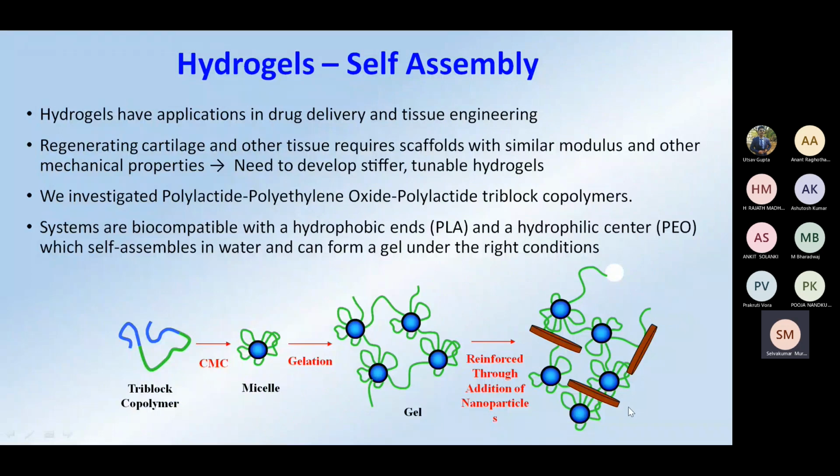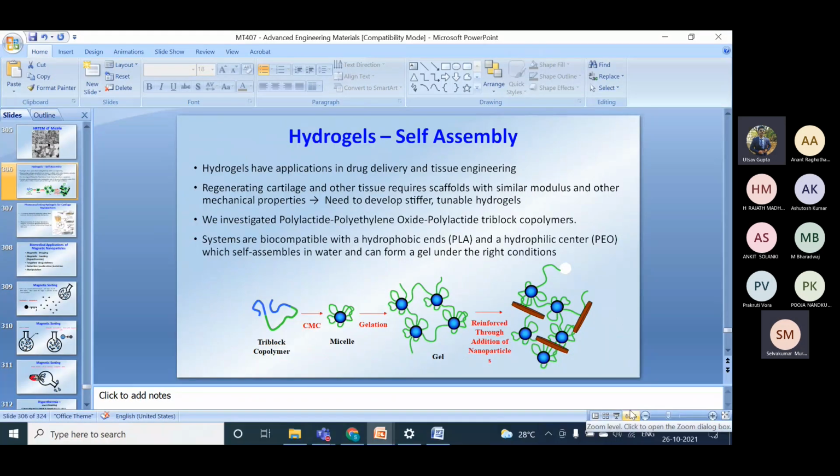So what is hydrogel? Hydrogel we have seen already, right? Yes, sir. It was explained for the drug delivery system, how it is used. What is hydrogel?